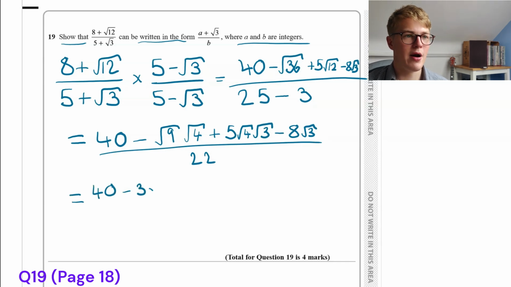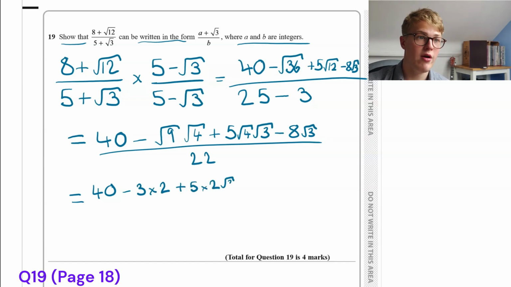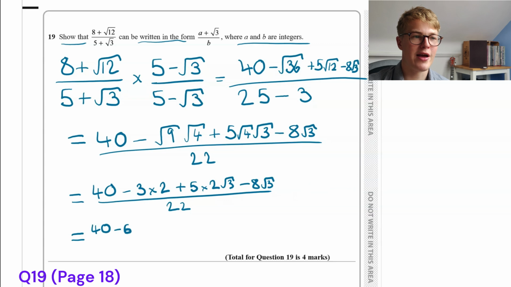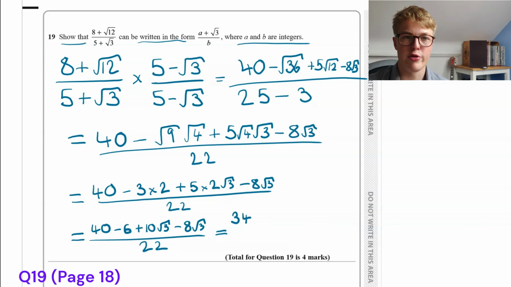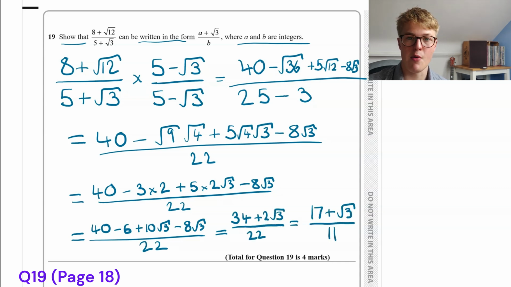Then we do 40 minus 3 times 2, because remember the root of 9 is 3 and the root of 4 is 2, then plus 5 times 2 root 3, because the square root of 4 is 2, minus 8 root 3 over 22. Then we can simplify this further and we get 40 minus 6 plus 10 root 3 minus 8 root 3 over 22. This becomes 34 plus 2 root 3 over 22, and then this simplifies to 17 plus root 3 over 11 when we divide by 2.